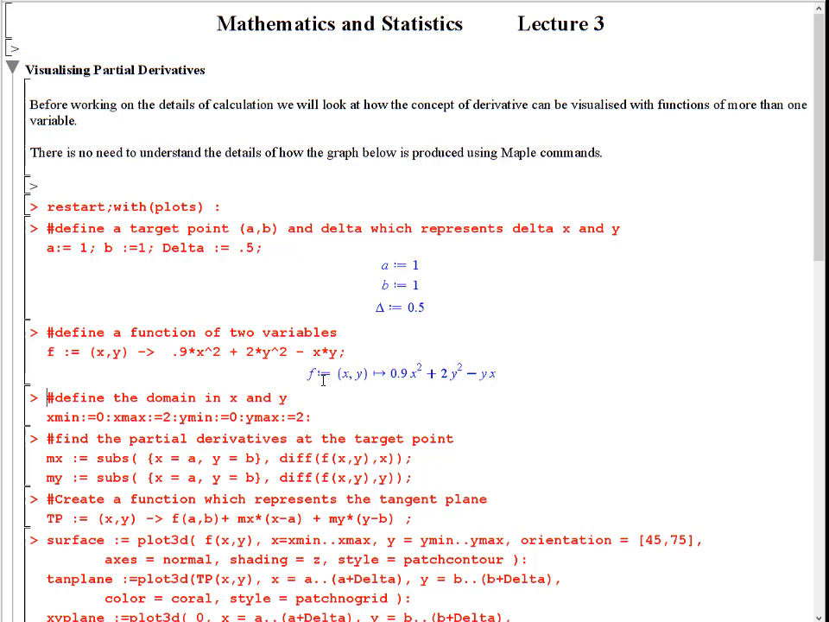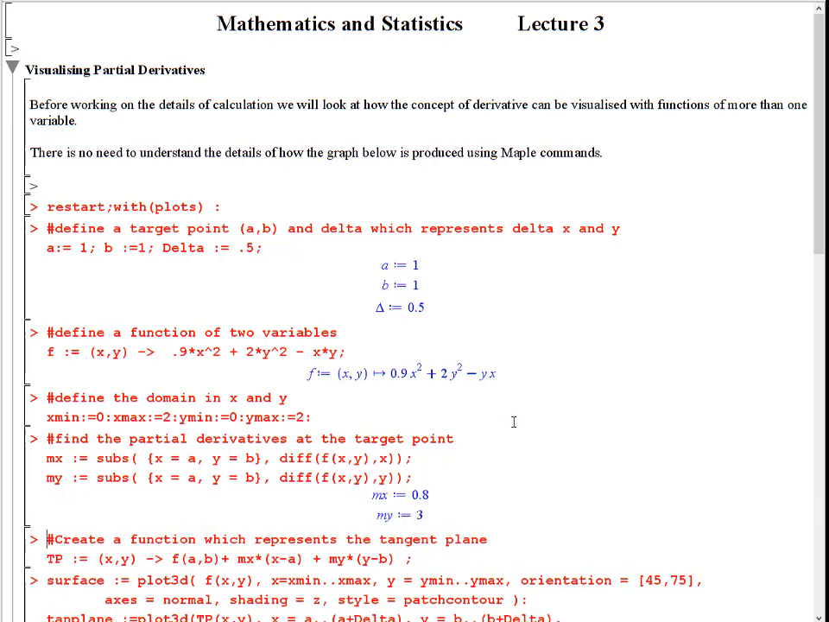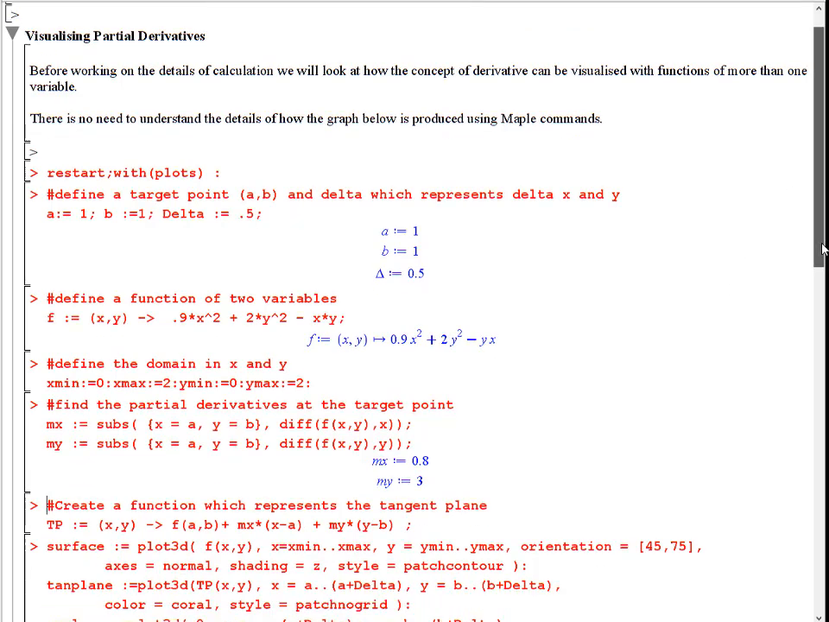So here's what I mean by a function of two variables. Function f is a function of x and y. You can see it's a kind of quadratic function. The domain, remember that word means what range of values x and y can range over. So we're looking between 0 and 2 in each case. Then we're going to find the partial derivatives, which we'll go into in the main part of the lecture.